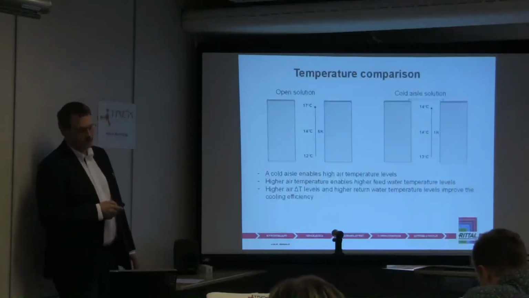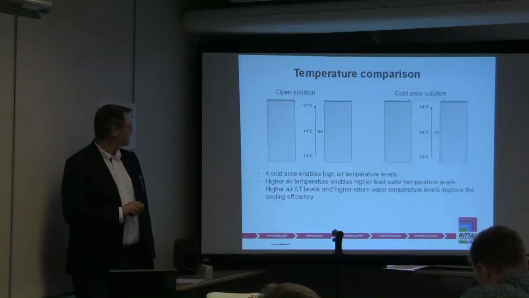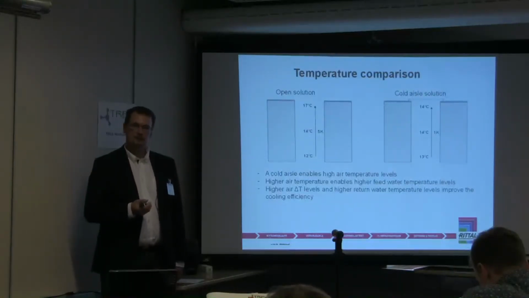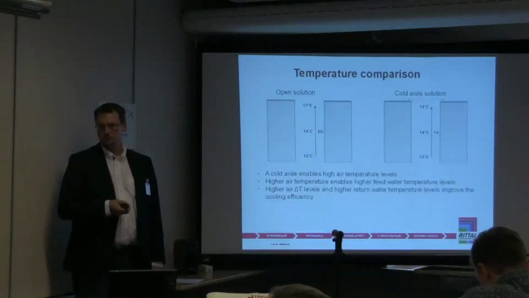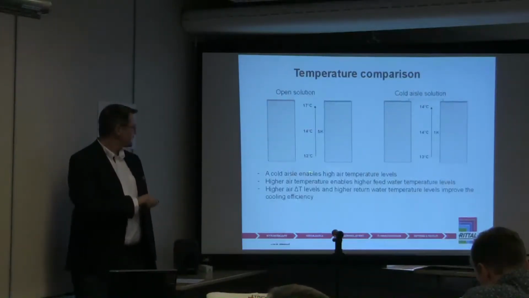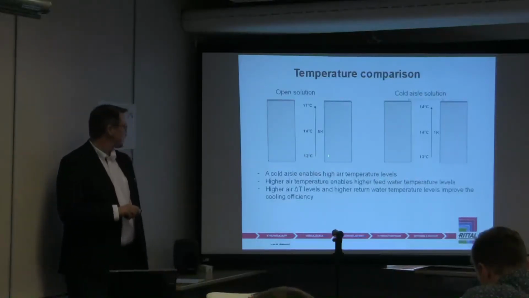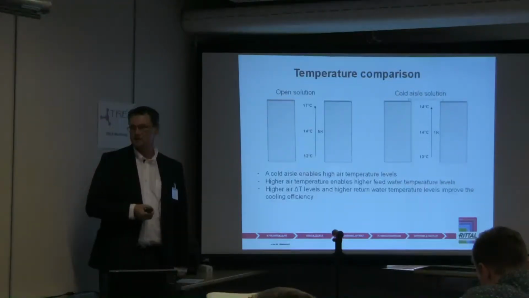But in this slide you can see in figures the effect of the cold aisle. So, open solution: if you want to have, for example, 17 degrees Celsius as the cooling temperature in the highest unit of the cabinet, you basically need to blow 12 degrees Celsius air into the data center. So the difference between the first unit and the 42nd unit is 5 kelvins.